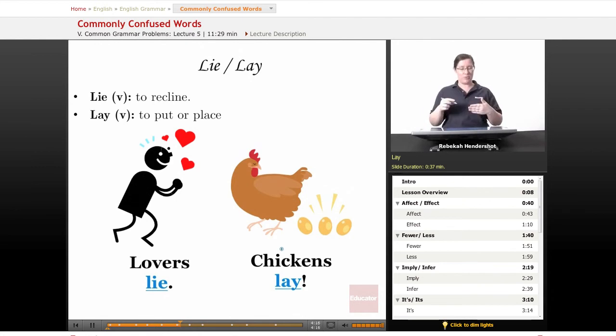Now, if you're a grammarian, you would remember that lie is an intransitive verb. It does not take a direct object. You don't lie anything. And lay is a transitive verb. It does take a direct object. You lay things. But for those of us who don't speak grammar, just remember, lovers lie in two senses. They fail to tell the truth and they lie down. And chickens lay. Chickens lay eggs.